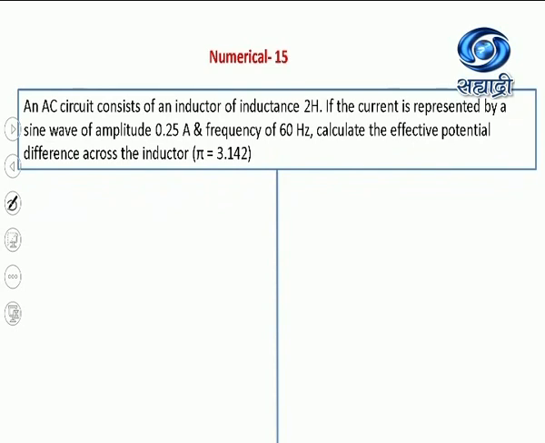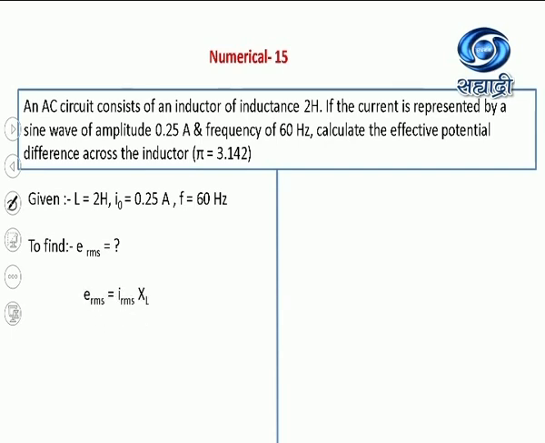Next numerical: an AC circuit consists of an inductor of inductance 2 Henry. If the current is represented by a sine wave of amplitude 0.25 ampere and frequency of 60 hertz, calculate the effective potential difference across the inductor. Pi is given as 3.142. Given the self-inductance L is 2 Henry, the peak value of the current is 0.25 ampere, and the frequency of the source is 60 hertz. Here we have to find the RMS value of the EMF.